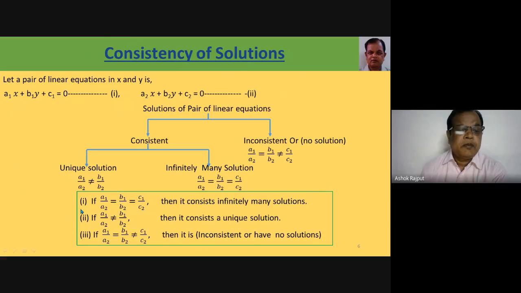So how do we check? We have a1x plus b1y plus c1 equal to 0 as the first one, a2x plus b2y plus c2 equal to 0 as the second one. Then we find a1 upon a2, b1 upon b2 and c1 upon c2. If these are equal, then it is consistent with infinitely many solutions, as you have written here also. Next, if a1 upon a2 is not equal to b1 upon b2, it has a unique solution. It means the solution is one and only one.